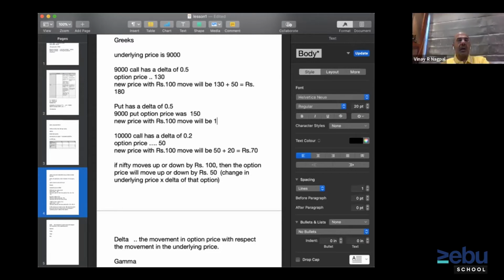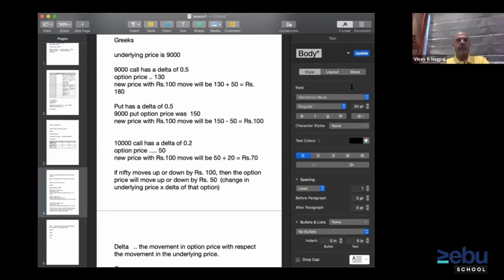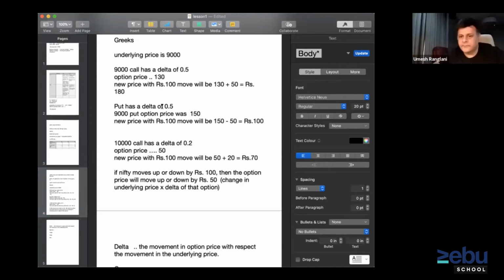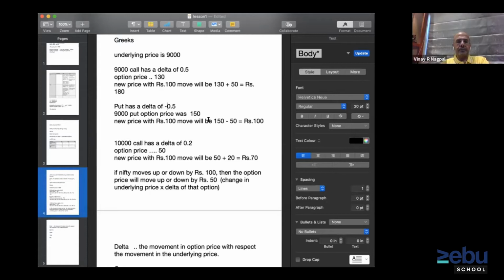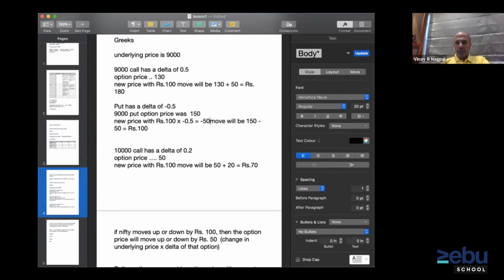Because the market is going up, the put will drop in its value, right? Correct. So the put is the opposite of that movement. Actually, the delta of the put is minus 0.5. So when you multiply this 100 with minus 0.5, you will get minus 50.